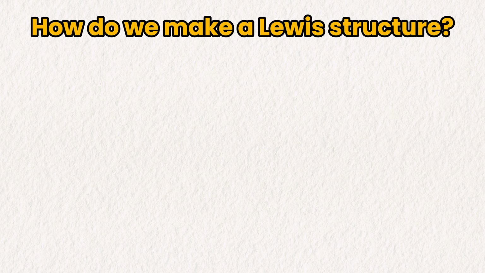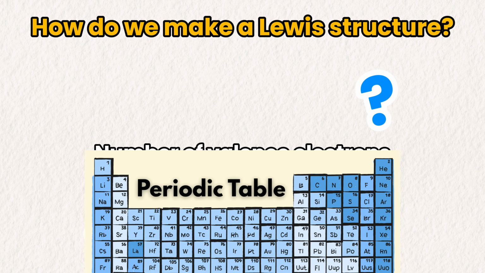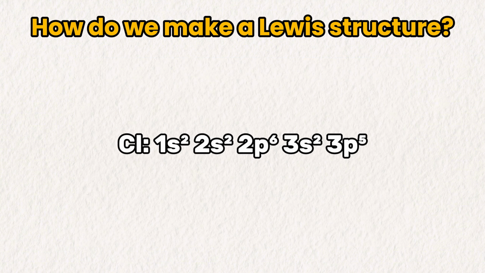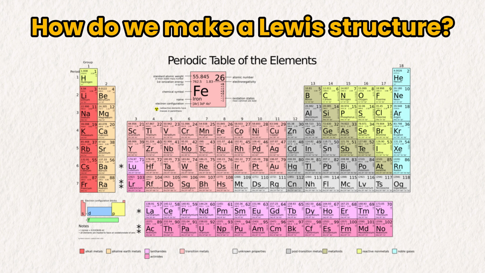Now let's have a look at how we need to make a Lewis structure of a molecule. All we need is the number of valence electrons of the elements used in the Lewis structure. So how do we find that? We will need the periodic table of the elements. This will give us a clue about the number of valence electrons. You don't actually need to write out the whole electron configuration to find the number of valence electrons. There's a much easier way. Just look at the element's position in the periodic table.